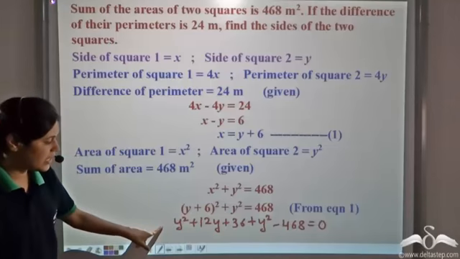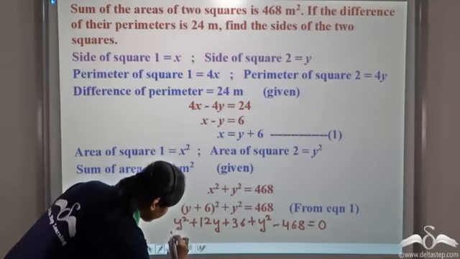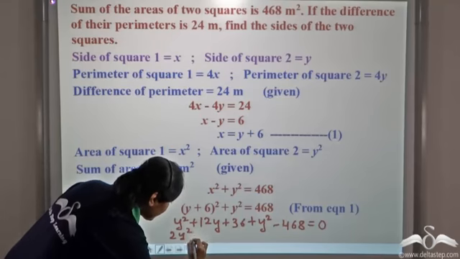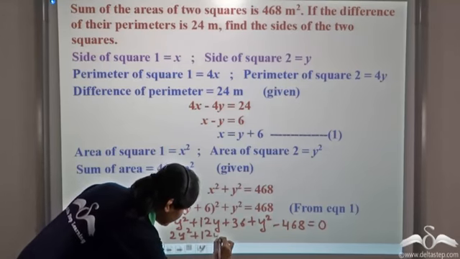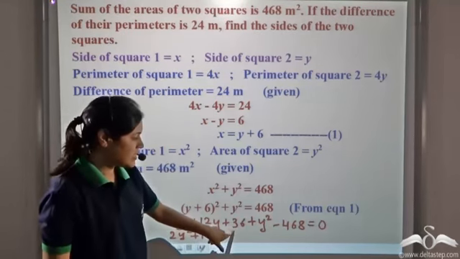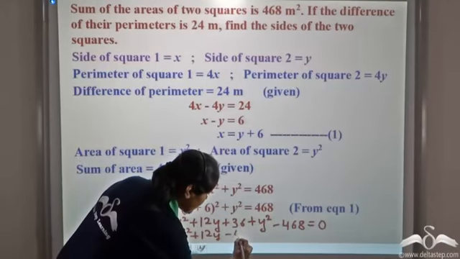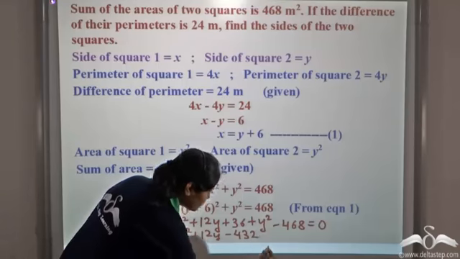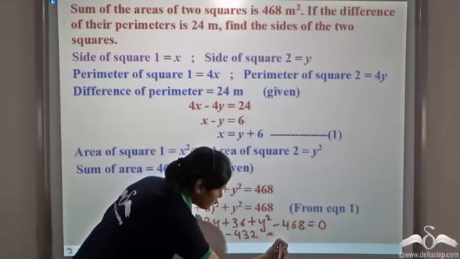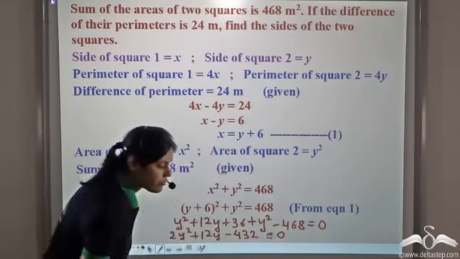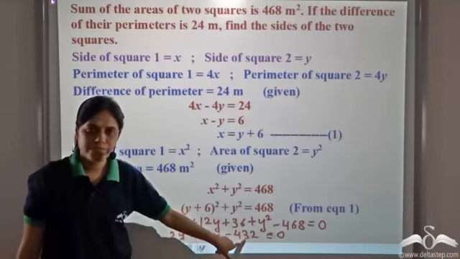From here we get 2y square plus 12y and plus 36 minus 468. This gives us minus 432 equal to 0. So this is what we have.